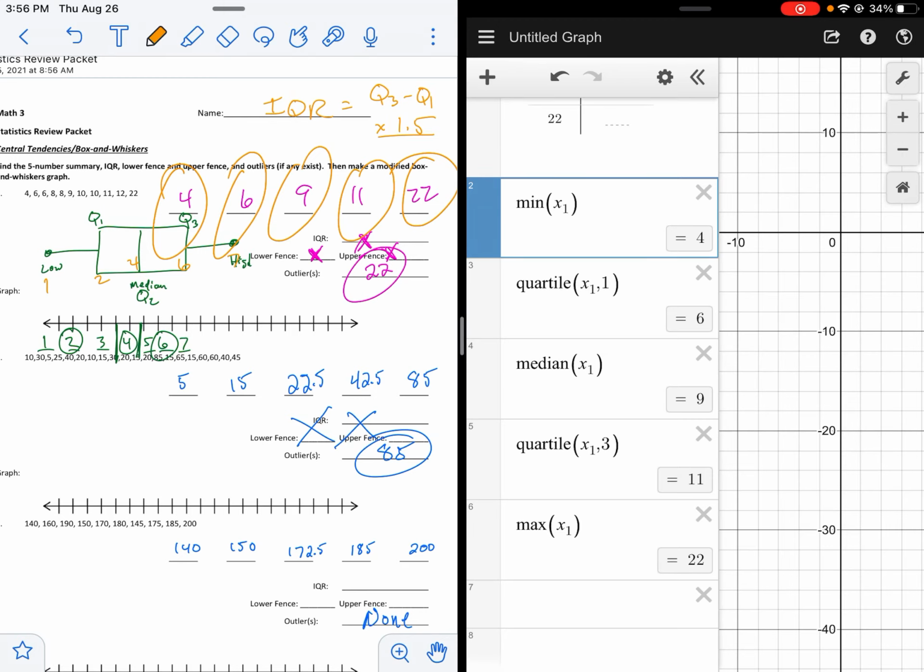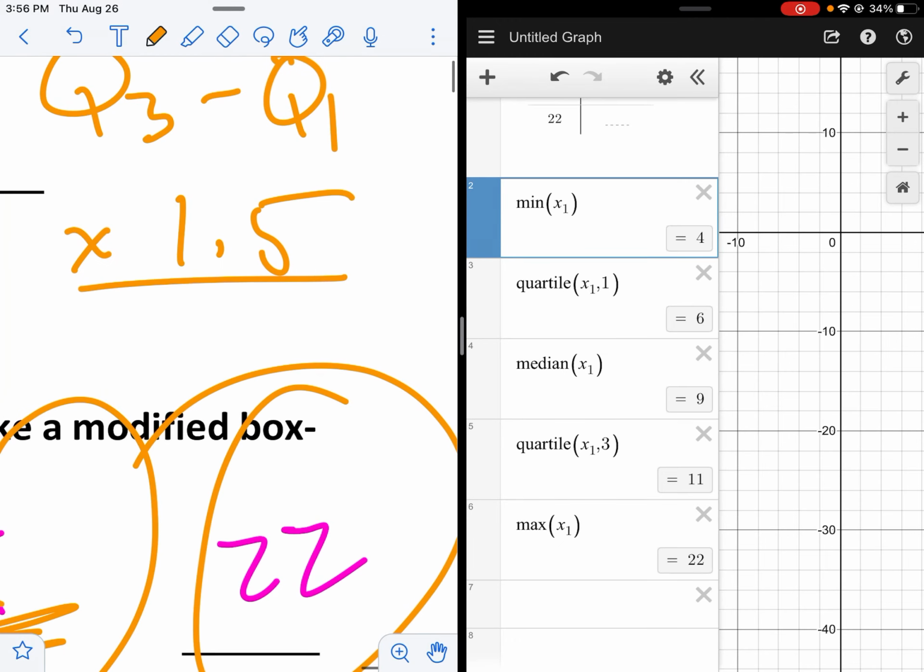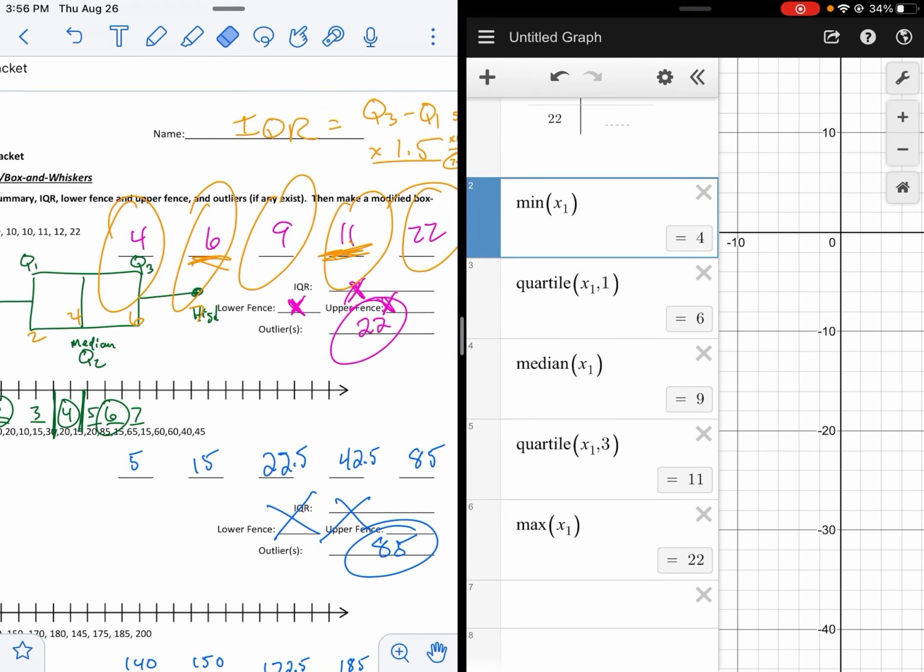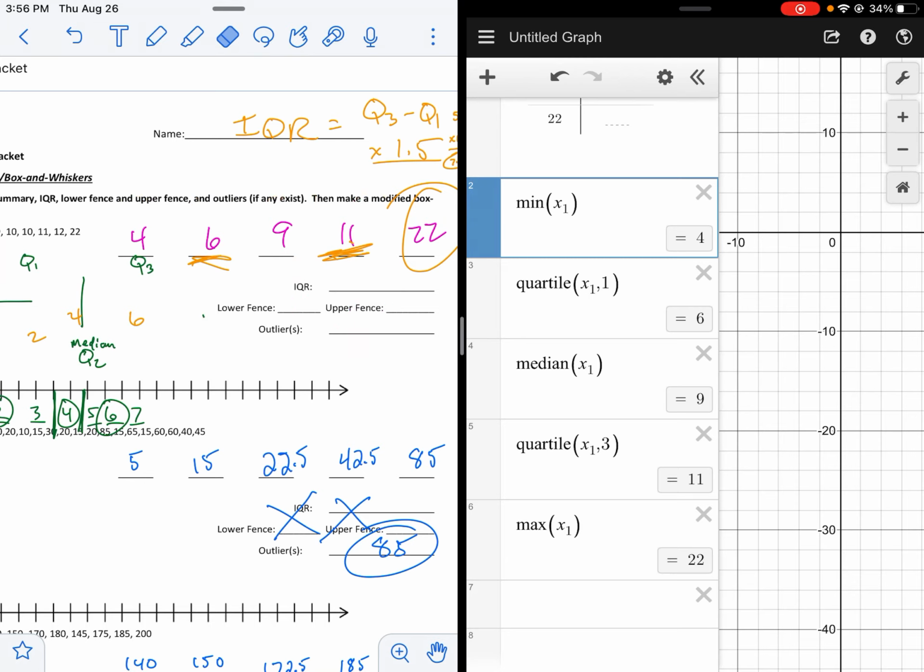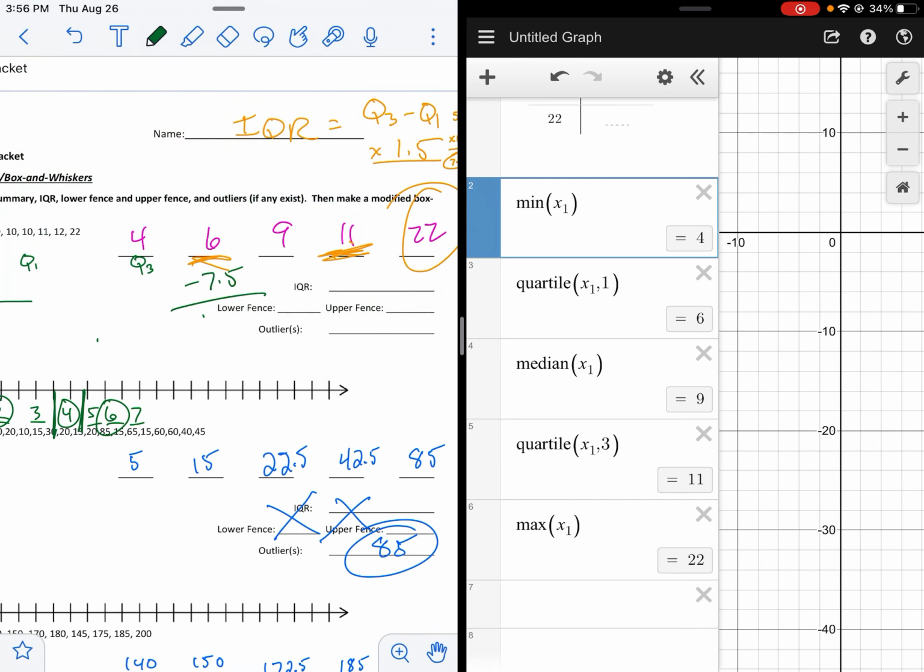Now, the calculator will do this for you, but let me show you this IQR. You take 11 minus 6, the 2 quartiles, so that's 5. Then you multiply by 1.5, so that's 7.5. Then you subtract on the low end and add to the high end. So I got 18.5, and then I got negative 1.5.